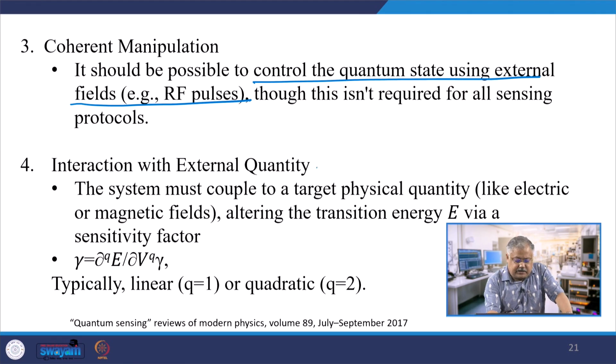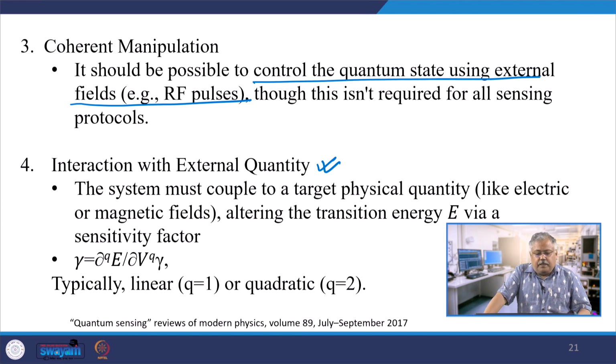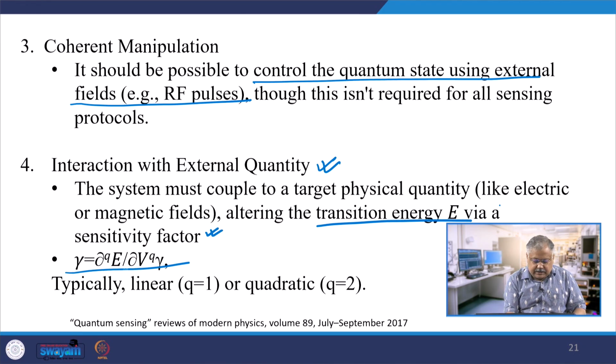Now, interaction with an external quantity is my fourth one, and the system must couple to a target physical quantity. For example, the measurable quantities are current and voltage, and they manifest in terms of electric field and magnetic field. Therefore, there will be a transition energy which changes the state via a sensitivity factor referred to as gamma, which is basically del E_q to del V. Typically my gamma values are 1 or 2: if it is linear, I get 1; if it is quadratic, I get 2.